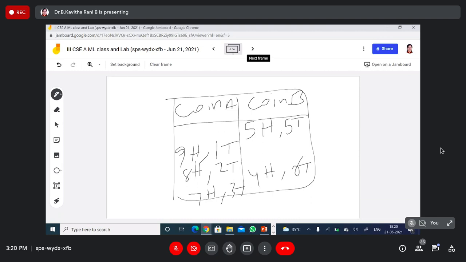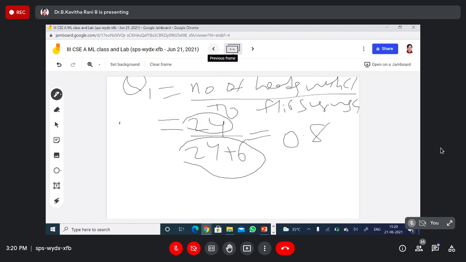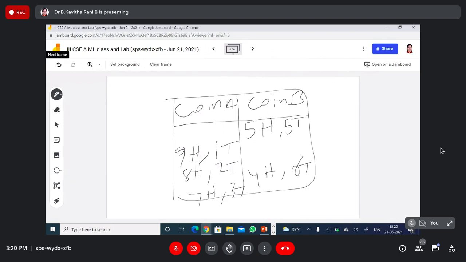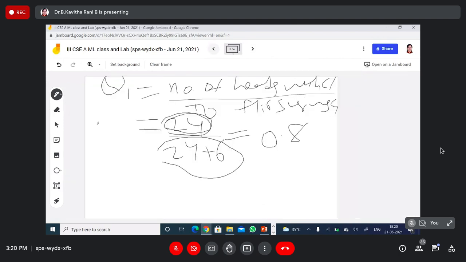Okay, so from this table, I'll get theta 1, probability of theta 1. What is C1?